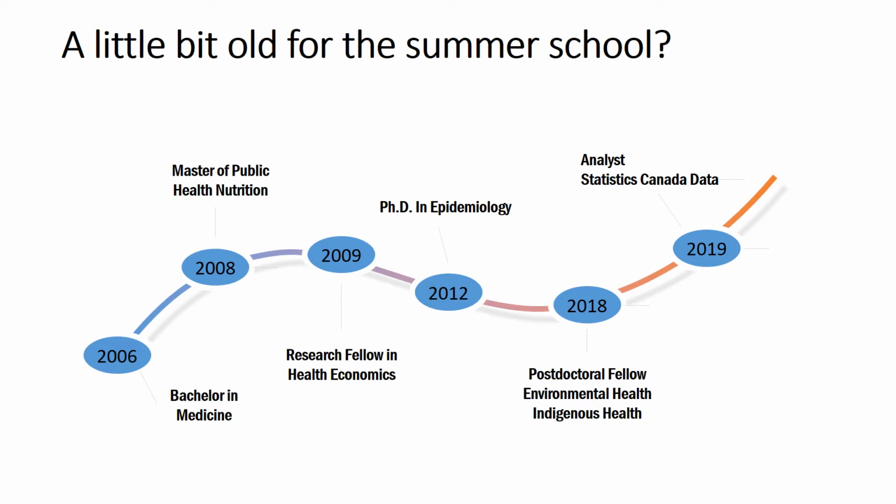Before I go, here is a brief introduction about myself. I do have a mix of background, which is not related to machine learning or computer science, and I feel myself a little bit old for the summer school. I have a bachelor degree in medicine, then I went to a master of public health nutrition. Before doing my PhD, I did some research in health economics, and then I went for a PhD degree in epidemiology. Then I started my postdoc research in environmental health and indigenous health. Right now, I focus on analyzing the data from Statistics Canada.